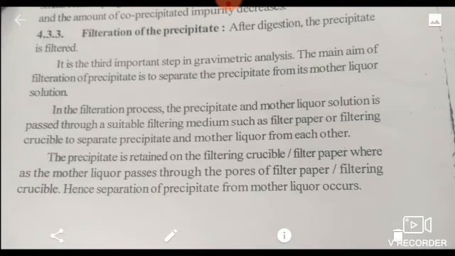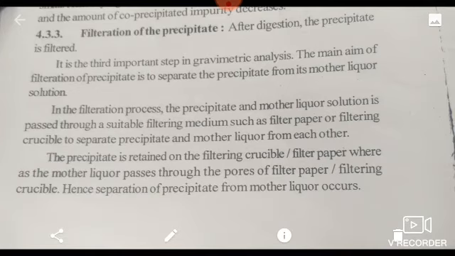What happens when we add the precipitate on the filter paper, or filter the precipitate using filter paper? The precipitate remains on the filter paper, and the mother liquor passes through the filter pores of the filter paper, so we get the mother liquor and the precipitate separated. The precipitate which remains on the filter paper is known as the residue.